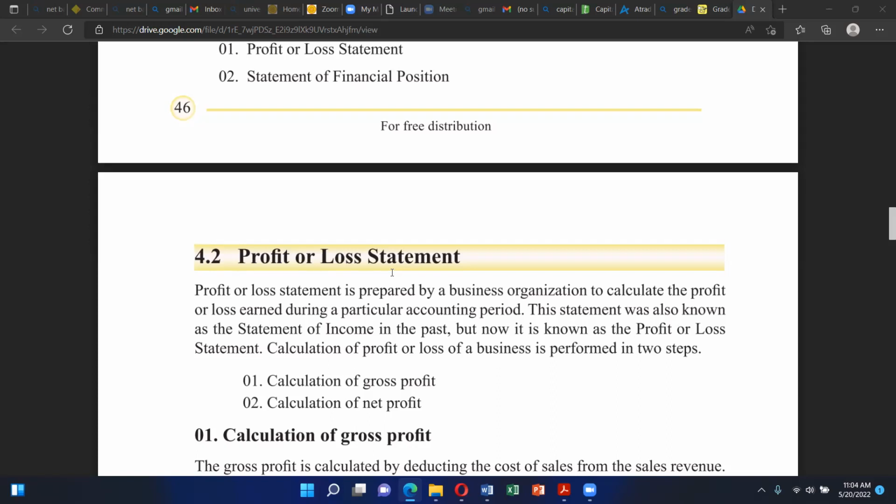It may be a month or a quarter, or for a given year.